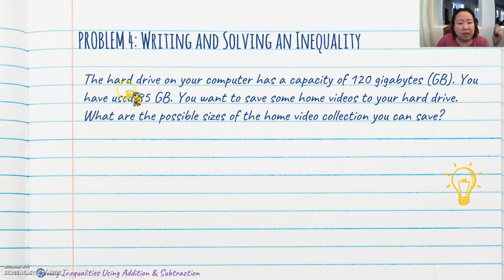All right, so this time let's have a sample word problem. Here we have a hard drive on the computer that has a capacity of 120 gigabytes, or GB. You have used 85 gigs. You want to save some home videos to your hard drive. What are the possible sizes of home video collection that you can save?